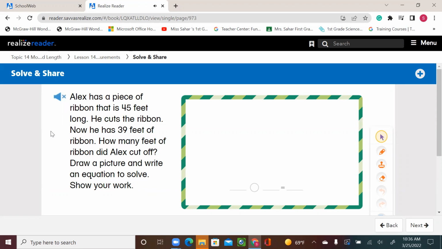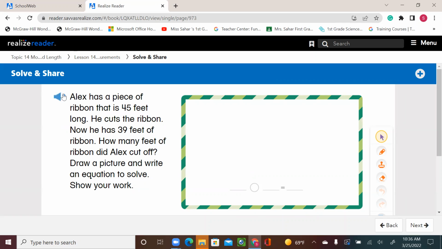Alex has a piece of ribbon that is 45 feet long. He cuts the ribbon. Now he has 39 feet of ribbon. How many feet of ribbon did Alex cut off? Draw a picture and write an equation to solve. Show your work.